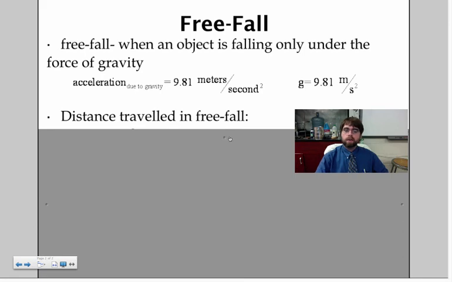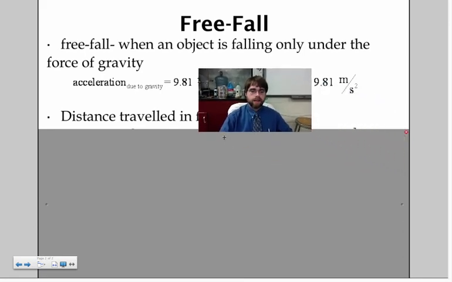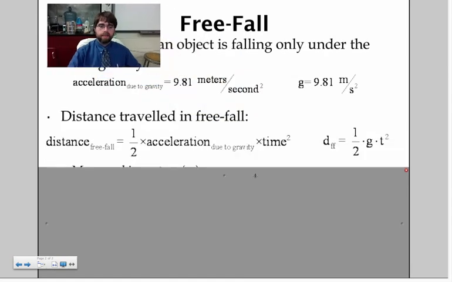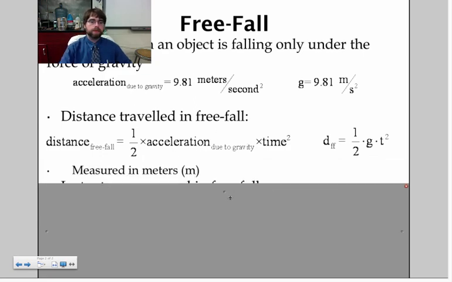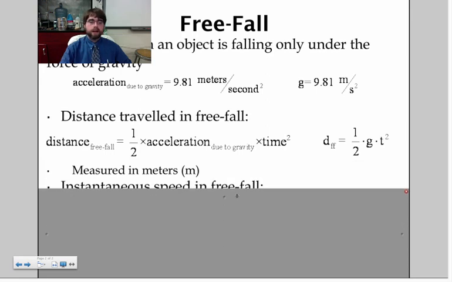So then, once we have a falling object, one of the things we can use is the time it falls to calculate the distance that it fell. And that formula is distance in free fall, or d sub ff, is equal to 1/2 acceleration times time squared. The most common mistake on this is for people to forget the 1/2, or to forget the square, or worse, to forget both, or to forget that they know g, because g will not be given to you in a problem. You know it. It's 9.81 meters per second squared. And it's measured in meters because it's a distance.